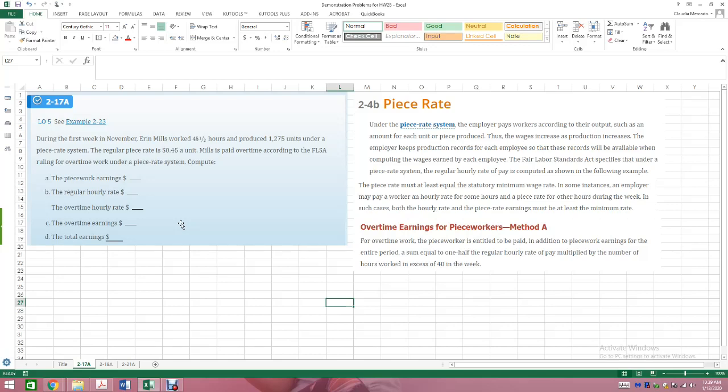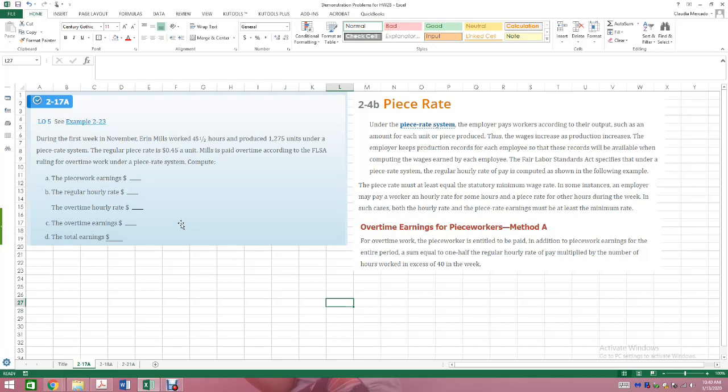Okay? So, like I stated, before you try your problems, make sure that you read. Reading is very, very important. I cannot emphasize that enough. Now, this information is coming straight from your book. It says, under a piece rate system, the employer pays workers according to their output, such as an amount for each unit or piece produced. Thus, the wages increase as production increases.